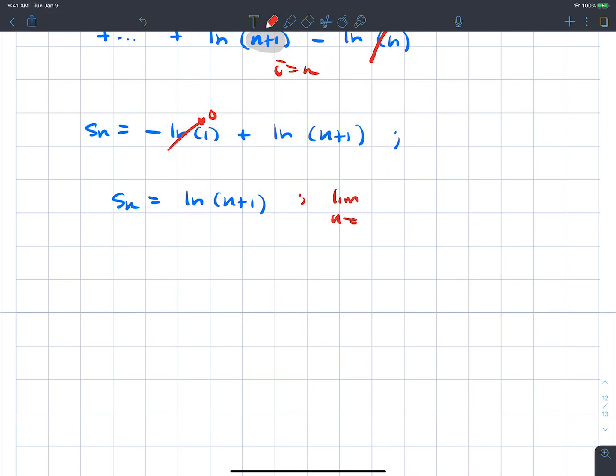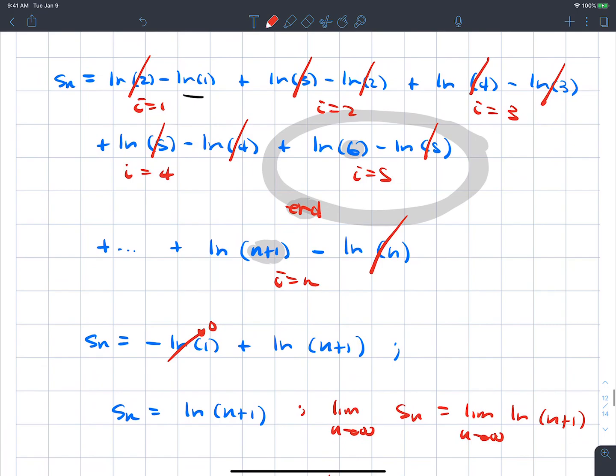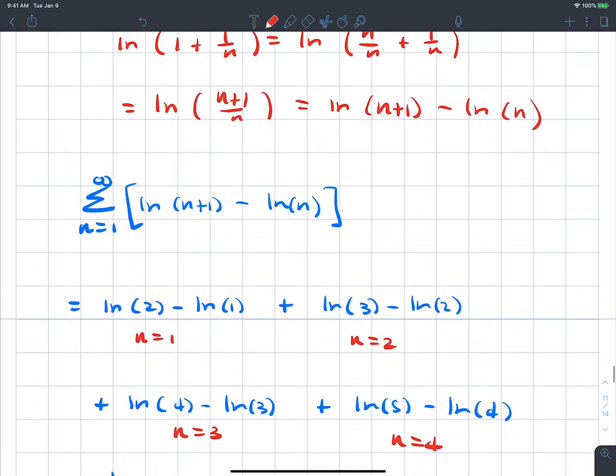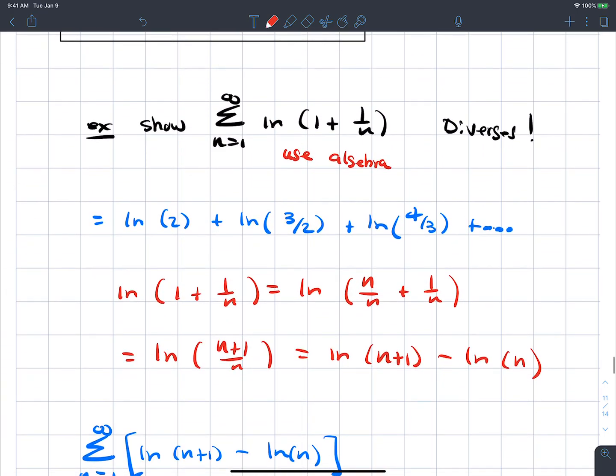So the limit, as n goes to infinity, of Sn is the limit of the natural log of n plus 1, right? And this limit of the sequence of partial sums, ladies and gentlemen, is infinity. This diverges. So because the sequence of partial sums diverges, so does the series. The series diverges. And this is what we had to do. They said to us originally, show that this particular series diverges. That's what we just did.